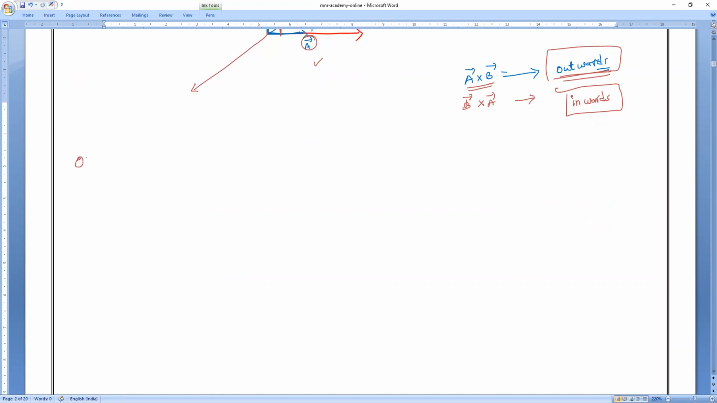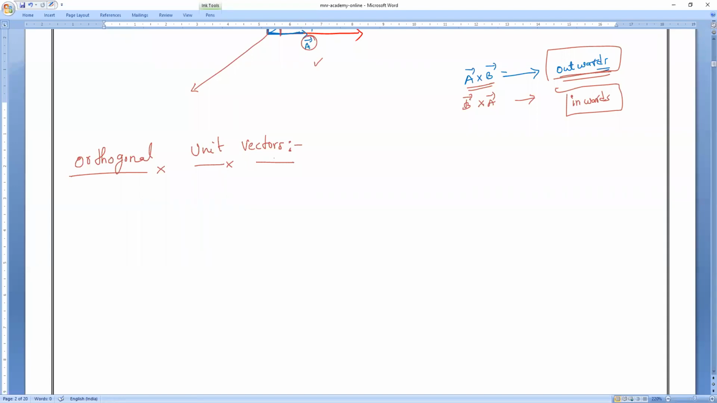Next concept is orthogonal. Orthogonal means perpendicular. Orthogonal unit vectors. For the dot product, we found I dot I, J dot J, K dot K, I dot J, J dot K, K dot I. Everybody remembered? So that is the same thing we are going to see for the cross product.